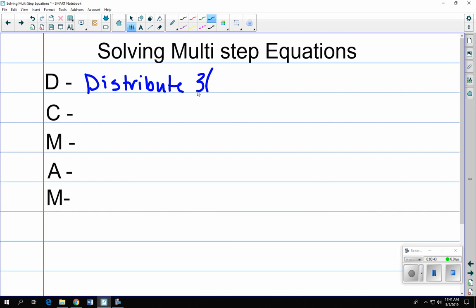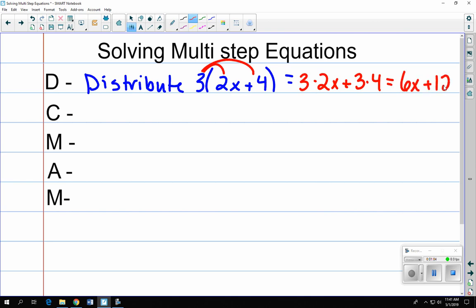So for an example, 3 and 2x plus 4. When I show the distribution, I'm taking the 3 and sharing it to both the numbers, and the operation that we are going to use is multiplication. So 3 times 2x plus 3 times 4, which will give us 6x plus 12.